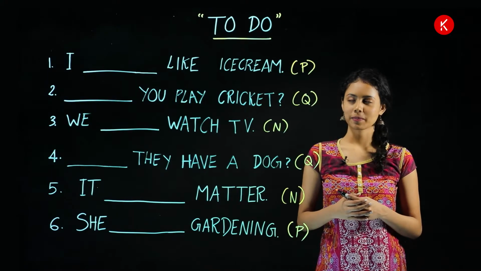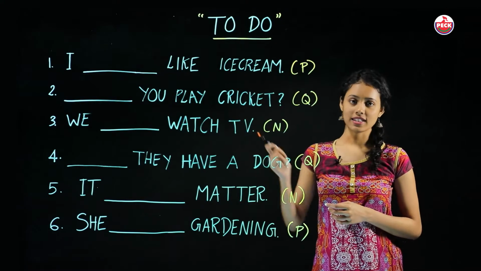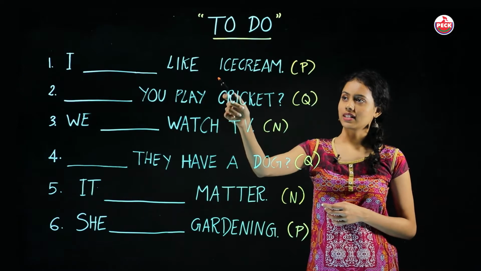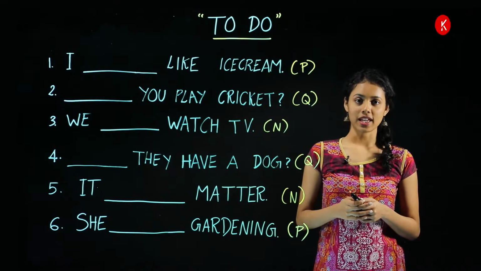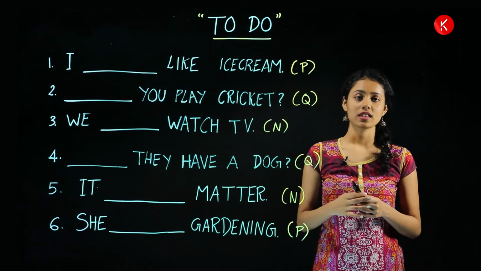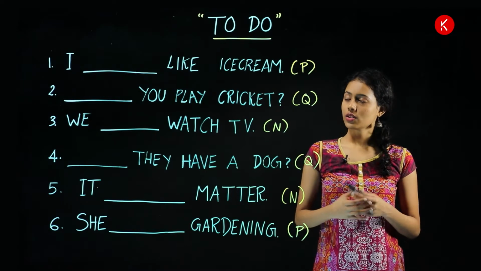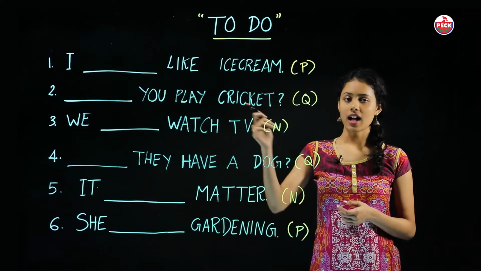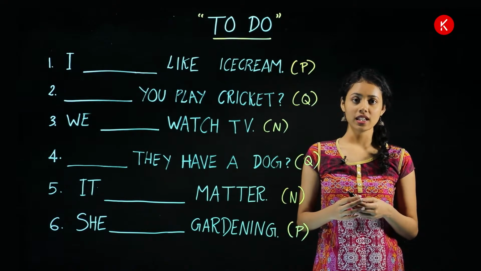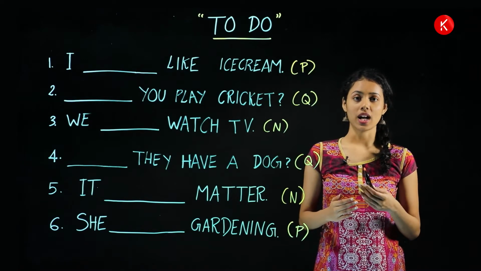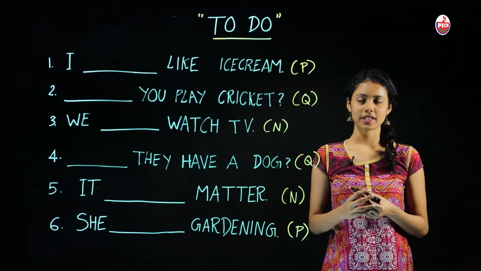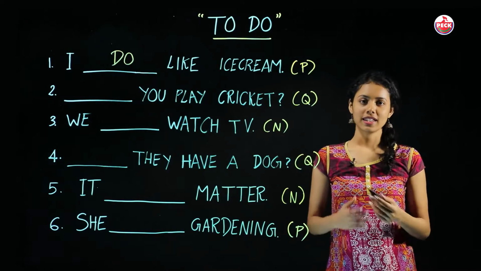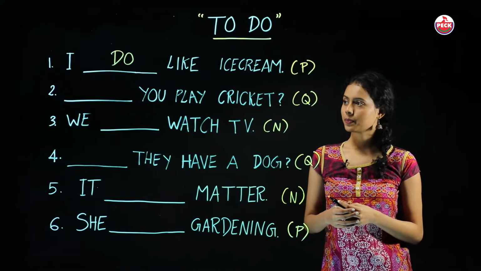Let's begin. The first sentence is, I blank like ice cream. And here we're required to make it in the positive form. So what would be the right form of the verb to do for the subject I? It would be I do. So I do like ice cream.